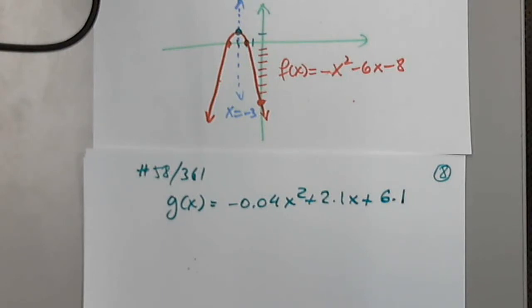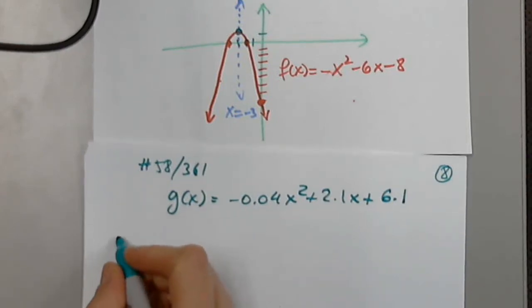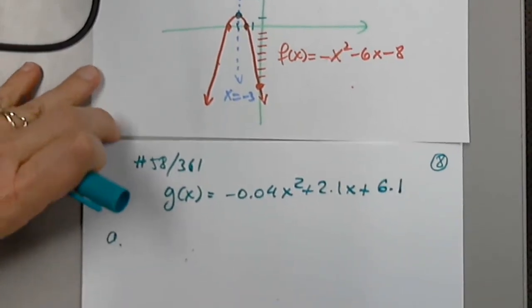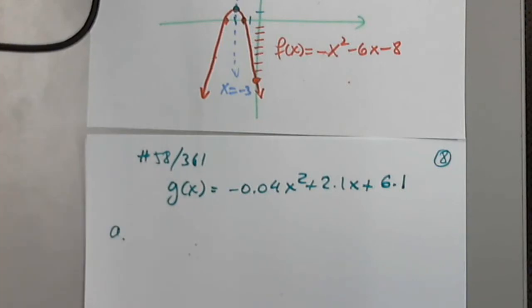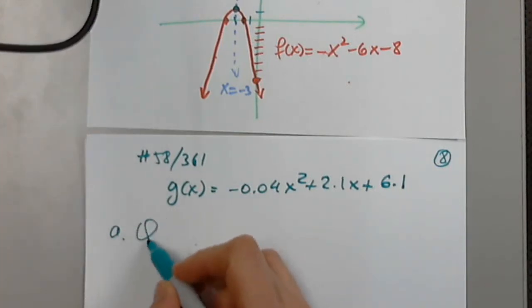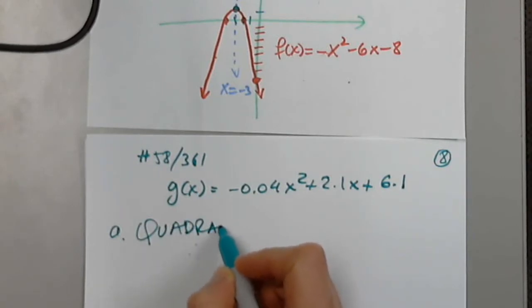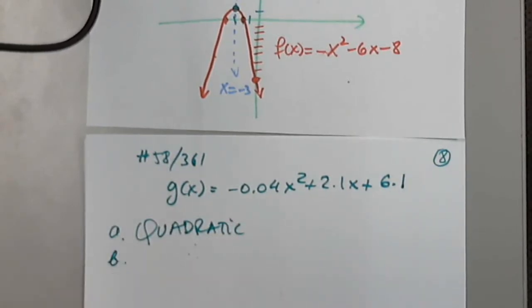Part A. Before that, I'm going to ask you what type of function is it? Quadratic. Thank you. Part B. What is the maximum height of the shot?